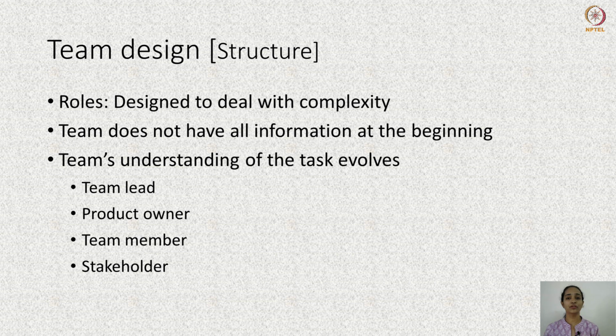So, to be able to manage such kind of a situation, we have to structure the team such that team members are clearly allotted different kinds of tasks. So there are three primary roles in agile teams. The first is that of a team lead.